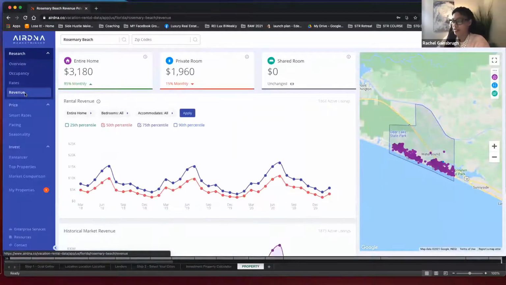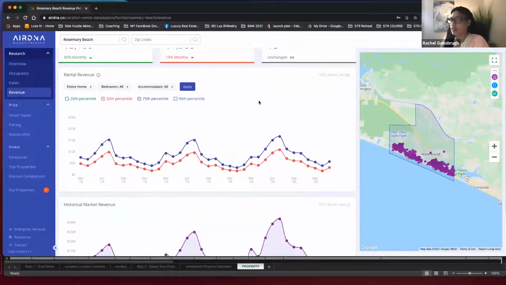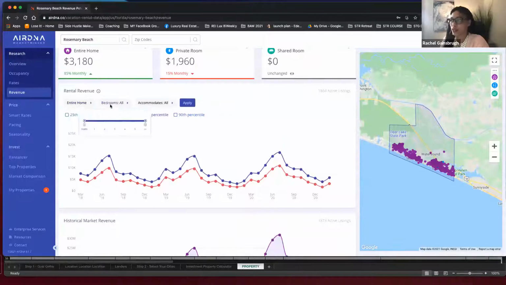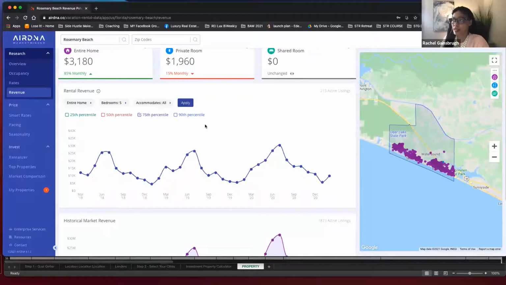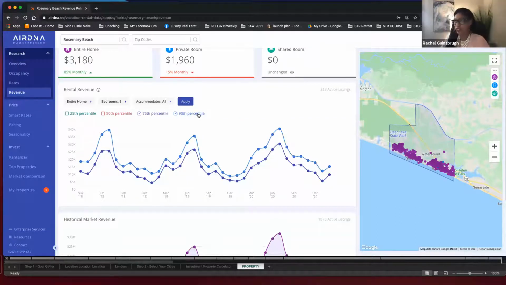Okay, so next let's look at revenue. All right, let's see here. Again, entire home. We're going to look at 5-bedroom. And I'm not looking at the 50th. I'm not going to be average. I'm going to be above average. So 75 to 90 percentile.